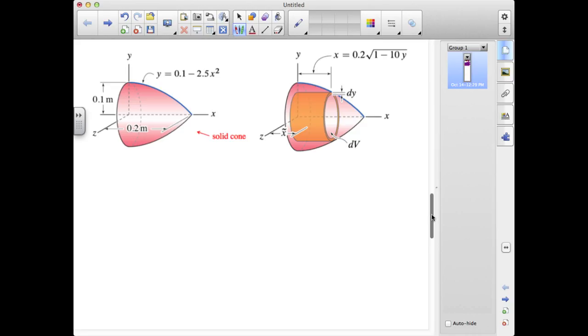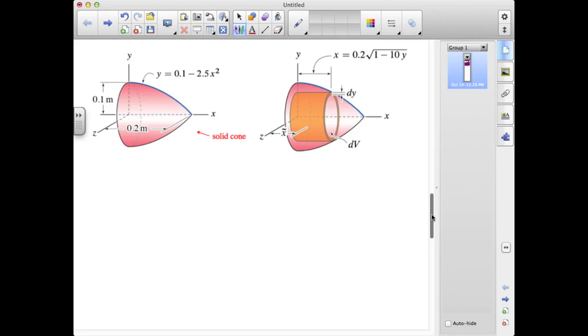And then as we moved from x equals 0 out to the end of the propeller at 0.2 meters, the radius of the disk simply fell continuously until it went down to 0 and we got to the tip of the propeller. In the case of the cylindrical shell, our differential thickness is going to be in y, and so we're going to be integrating from y equals 0 up to the top of the boundary at y equals 0.1 meter.